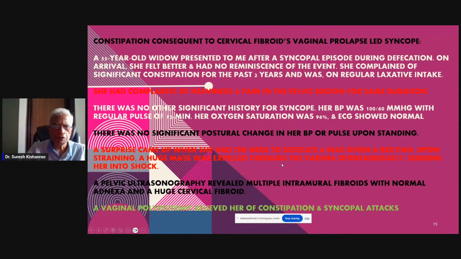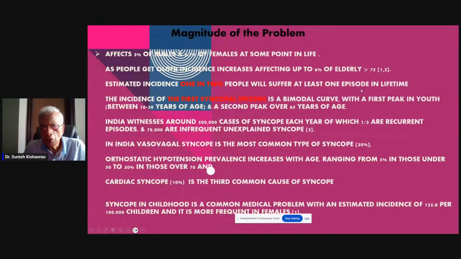So with this half a dozen, we know there could be reasons as trivial as constipation or as bad as arrhythmias or structural heart problems. Now, looking into the public health concept here, in India, about 3% of males and 5% of females are known to have syncope at any point in their lifetime. The chances of getting syncope increase as age advances, to as high as 6% in people aged more than 75 years.